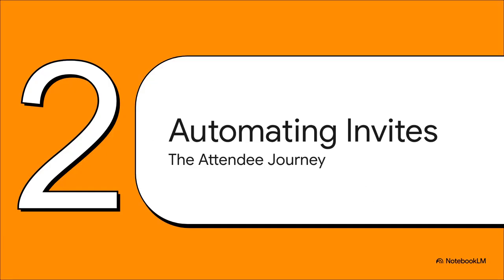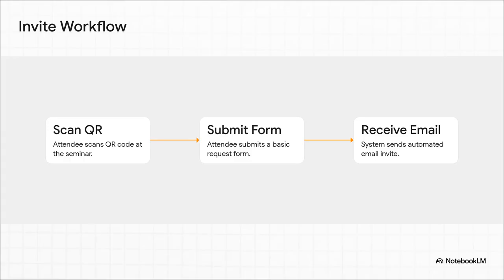Section 2. Automating the invite workflow. Getting that initial scan is awesome, but the real magic happens next to eliminate all that administrative chaos. The attendee journey is totally frictionless and happens in 3 quick steps. First, they scan the code. Second, they submit a really simple request form with just their basic contact info. And third, the system automatically fires off an exclusive invite link. The craziest part? This is all happening seamlessly in the background while you're literally still up on stage presenting.